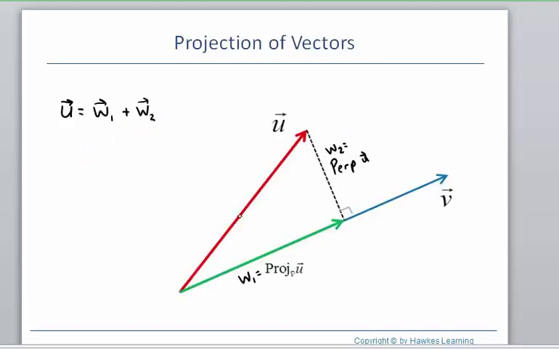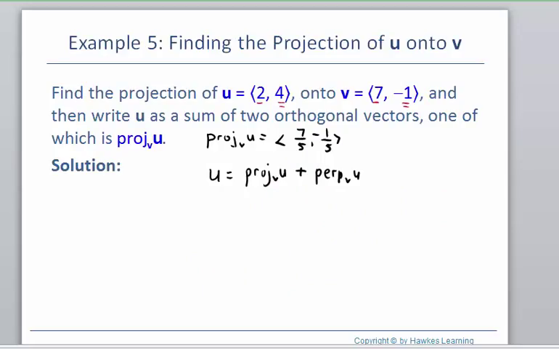Okay, remember our picture. We said vector u is going to be decomposed into these two vectors, the perpendicular and the projection. And so that's what we're seeing right here. All right, so let's plug in what we know right here. Okay, so I know vector u, and I know that that is the vector 2, 4. And I know the projection vector because I just found that. That's 7 over 5 and negative 1 over 5. And what I don't know is this perpendicular vector.